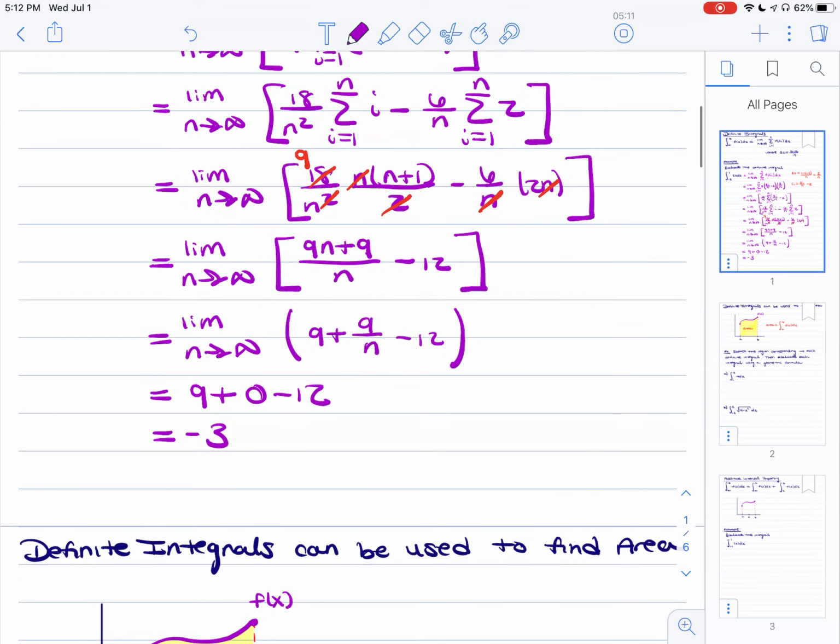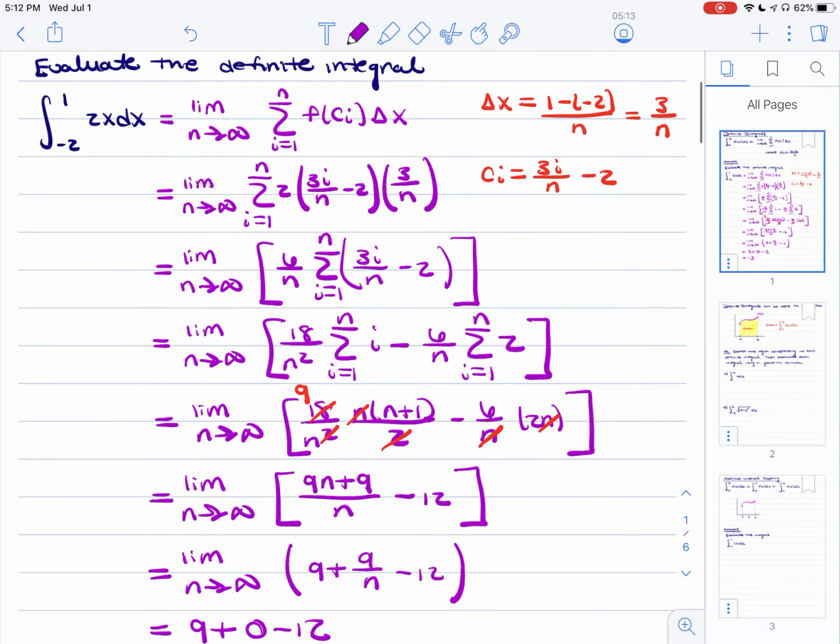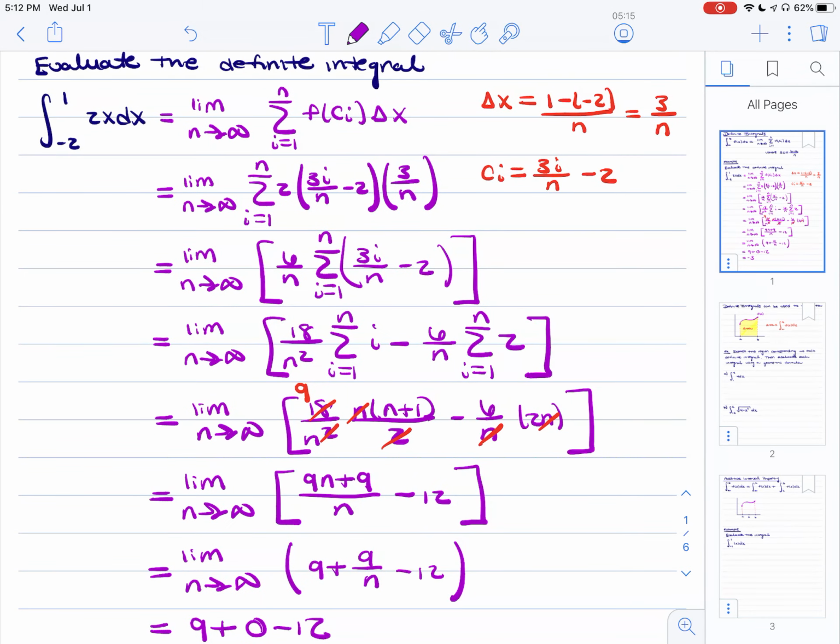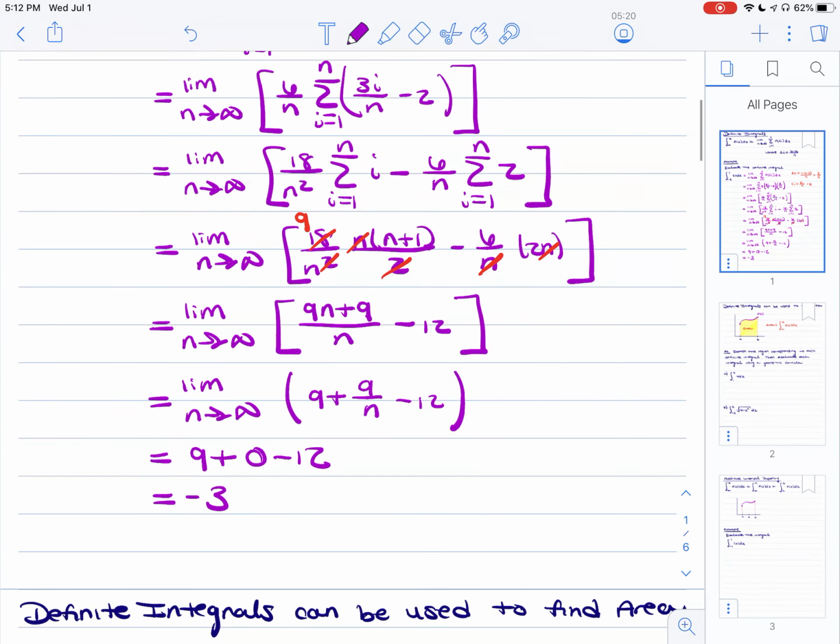All right, so we're saying here that in the way that this is defined, the integral from -2 to 1 of 2x dx is equal to -3. In the next video, we're going to look at a much quicker way of finding these definite integrals, but for now, we're using the limit process.